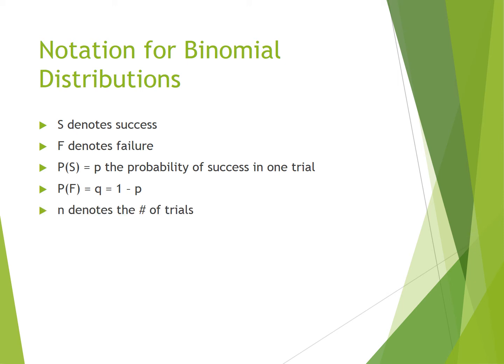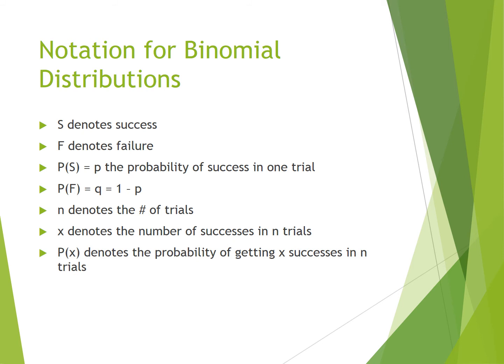N denotes the number of trials. In our example with the 500 couples, N stood for 500. X denotes the number of successes out of the N trials. And P of X denotes the probability of getting X successes in N trials.